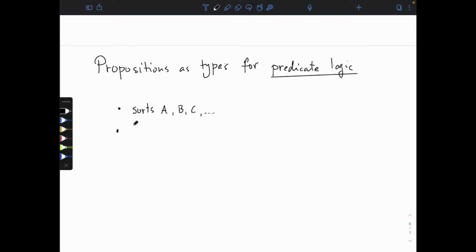And then there will be some terms, s, t, u, elements of these sorts. And then there will be logic on top of that. So there will be predicates. What will a predicate be? Well, a predicate in general will be something like phi, which takes in a term like that. So this is going to be a term, and this is going to be a formula.